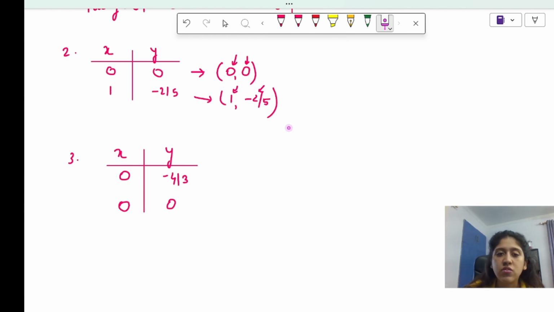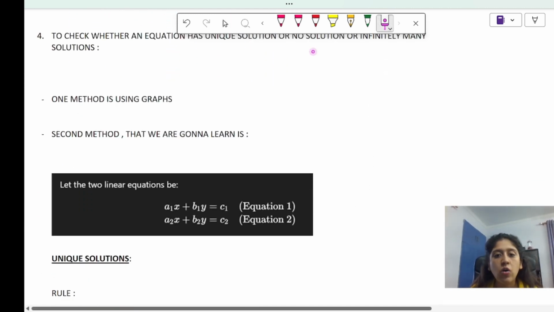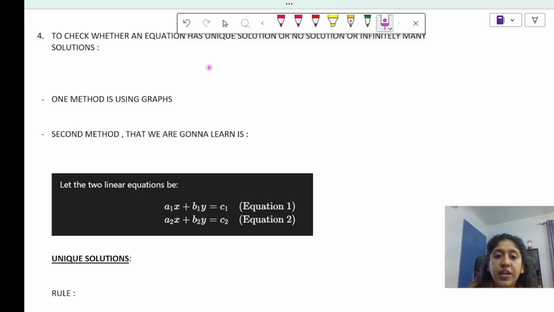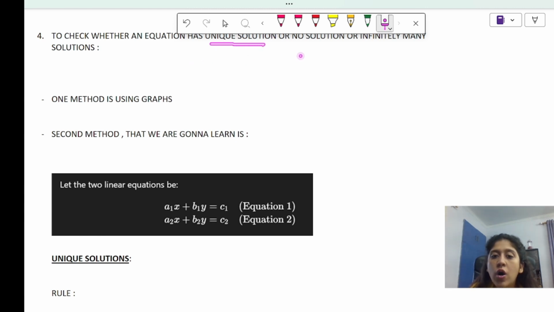So these are actually repetitions. ठीक है, so this will be very easy for you. Okay, now the new thing that I'm gonna make you learn today is how to know whether an equation will have how many solutions. मतलब कितने solutions हो सकते हैं एक equation. ठीक है, whether it will have a unique solution, or it will have no solution, or it will have infinitely many solutions. I hope these words are very clear to you.